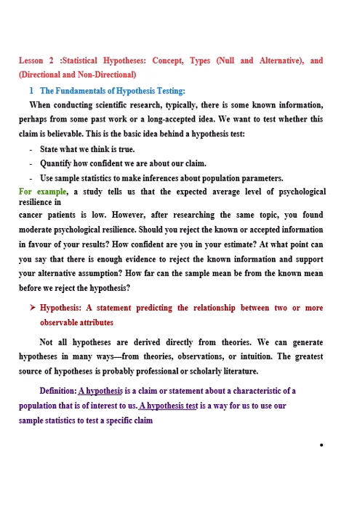Hypothesis: a statement predicting the relationship between two or more observable attributes. Not all hypotheses are derived directly from theories. We can generate hypotheses in many ways: from theories, observations, or intuition. The greatest source of hypotheses is probably professional or scholarly literature. Definition: a hypothesis is a claim or statement about a characteristic of a population that is of interest to us. A hypothesis test is a way for us to use our sample statistics to test a specific claim.